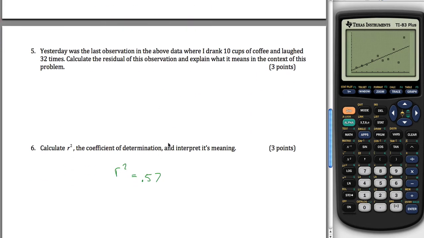Yesterday was the last observation of the above data, where I drank 10 cups of coffee and laughed 32 times. In other words, x was equal to 10, y was equal to 32. Calculate the residual of this observation. The residual is equal to y minus y hat, observed minus expected. So I know y is 32. I don't know what y hat is. I have to calculate that. I can do that off to the side here.